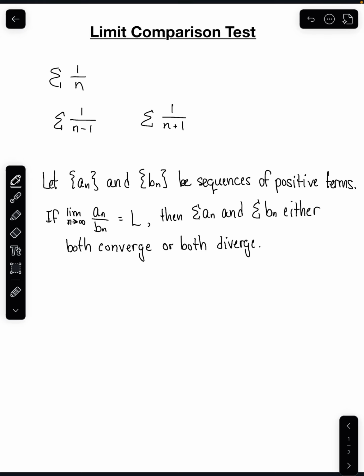So in this way, we don't have to worry about whether the comparison series is bigger or smaller term by term. We only need to worry about, do they change at a comparable rate?